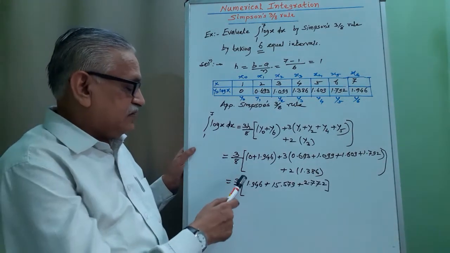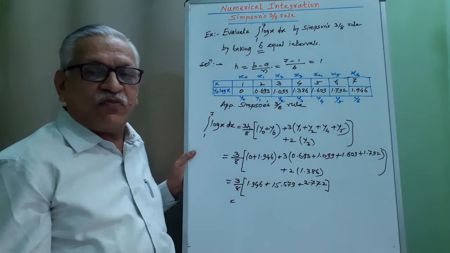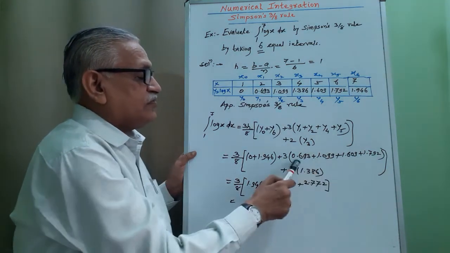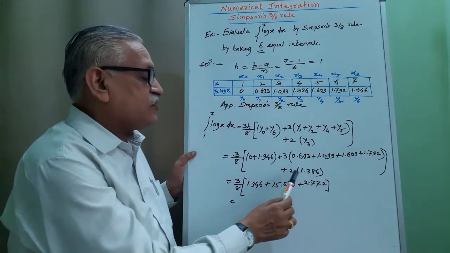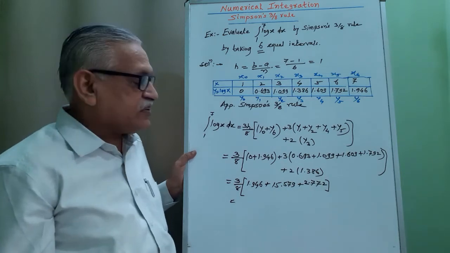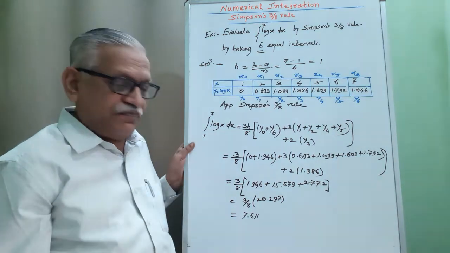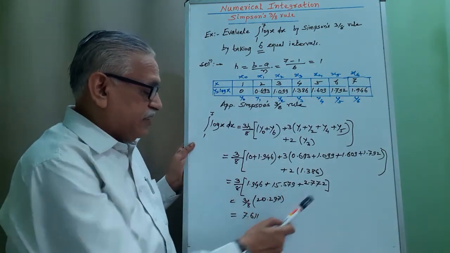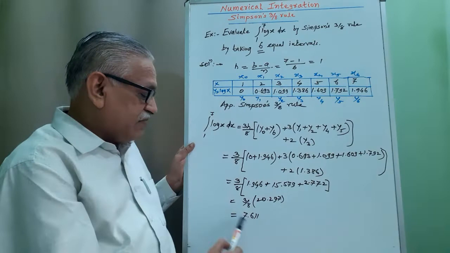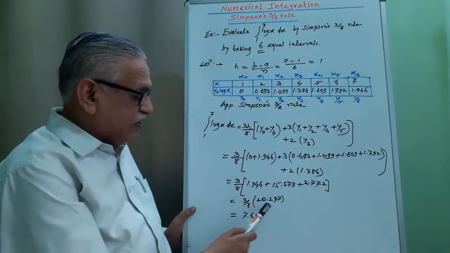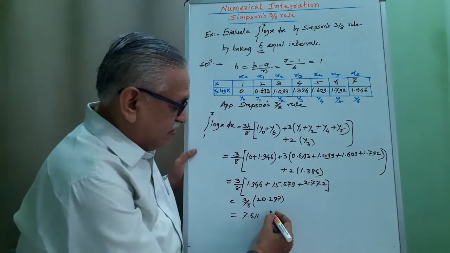It is in simplified form, 3/8 as it is. 0 plus 1.946, that value is 1.946. 3 into this sum, that value is coming as 15.579, and 2 into 1.386, that value is 2.772. Then add all of this, and 3/8 as it is. The sum of all these 3 terms is 20.297. Then multiplying it by 3/8 with the help of a calculator, we get 7.611 as the final value.